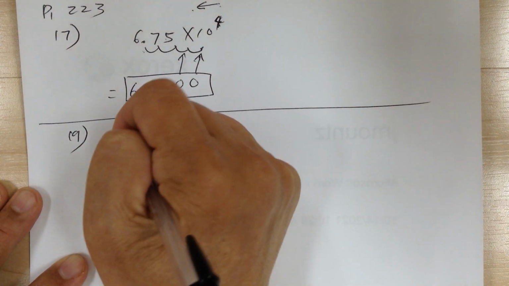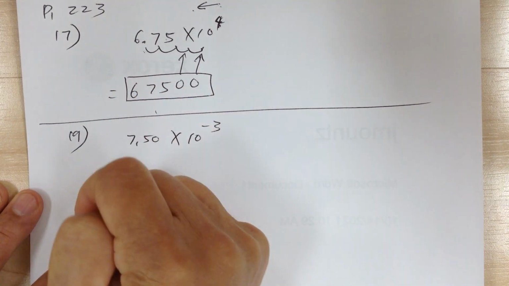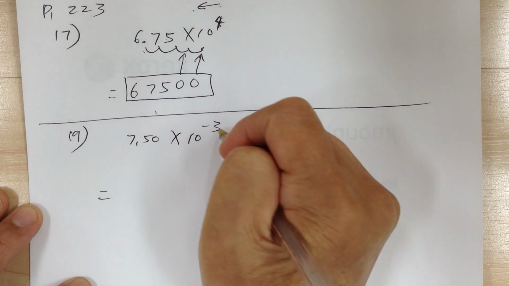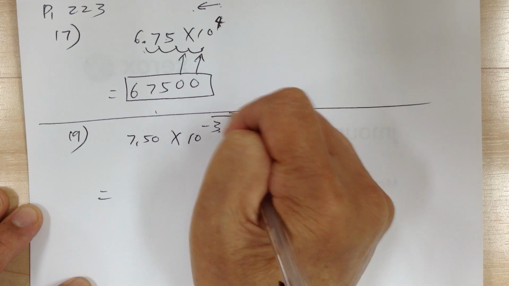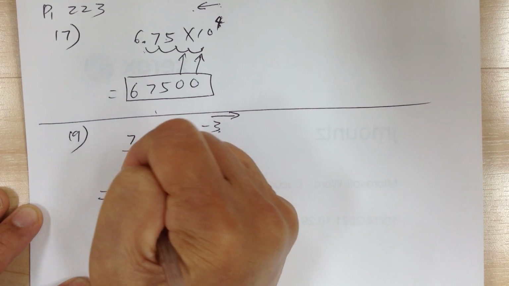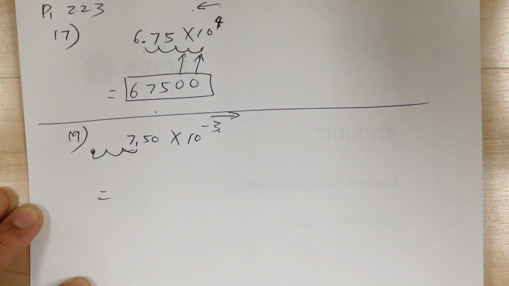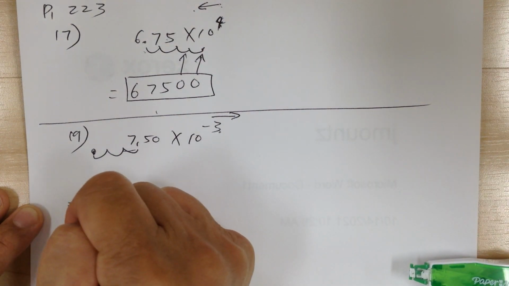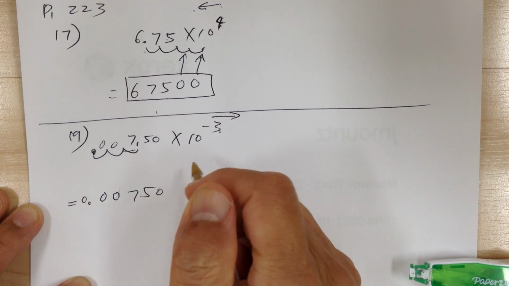Okay, number 19, we got 7.50 times 10 to the negative 3. So now you have to make this into 0. So you have to make this bigger. You have to go this way, so that means you move it this way by 3. So go 1, 2, 3. So your decimal would be over here. So it'd be 0, and you add 2 zeros, so 0.00750.